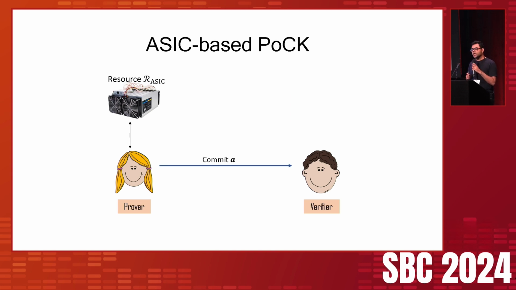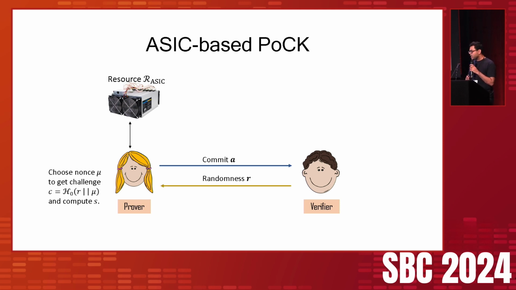So let me describe the protocol in a little more detail. The first step you can think about as the same as the Sigma protocol. You just have a commitment A. For the second step, the verifier generates some randomness R and sends that over to the prover. But instead of using that R directly, the prover gets the ability to choose a nonce mu to get challenge C by just computing the hash with the randomness. And then based on this, it will compute the third response, which is S in the Sigma protocol.